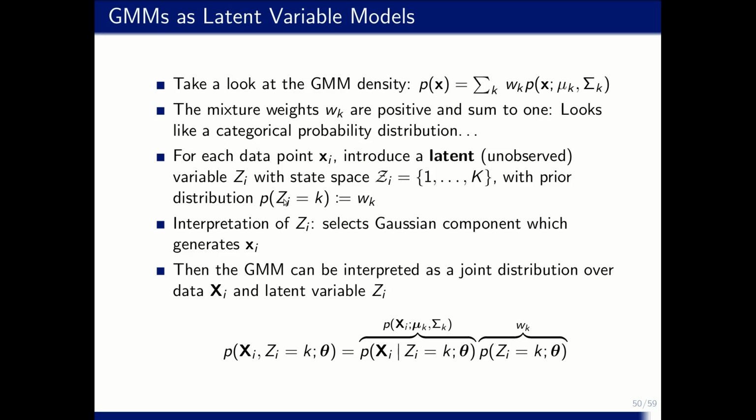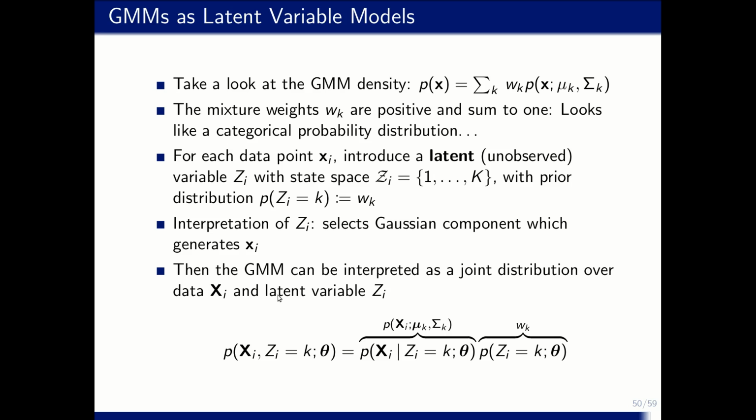So this zi, for each data point, first selects a Gaussian component. And after it has selected the Gaussian component, we draw a sample from this Gaussian component, and this has generated xi. So this is essentially the generative model we attach to the Gaussian mixture model. If we do this, we can all of a sudden interpret the Gaussian mixture model as a joint probability distribution over our data and these artificially, if you want, introduced latent variables zi.